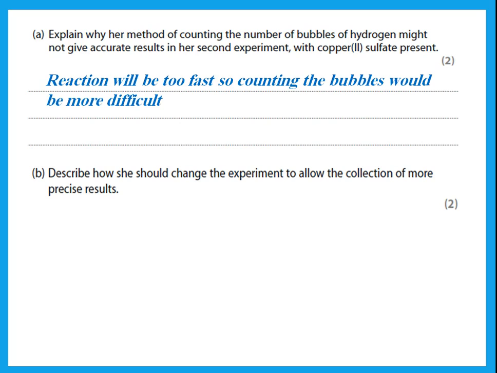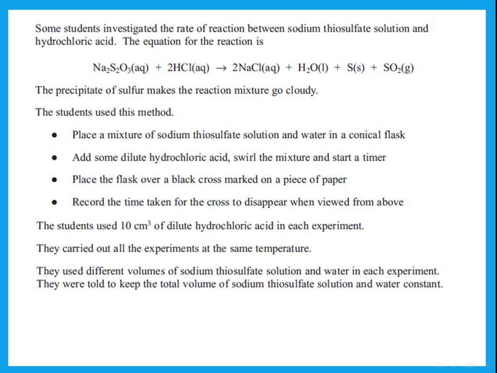Okay, the next question says, describe how she should change the experiment to allow the collection of more precise results. Of course, we said if I want to measure volume of gas given off, I should measure it using a gas syringe. That would be the more accurate or more precise way of getting a good result.